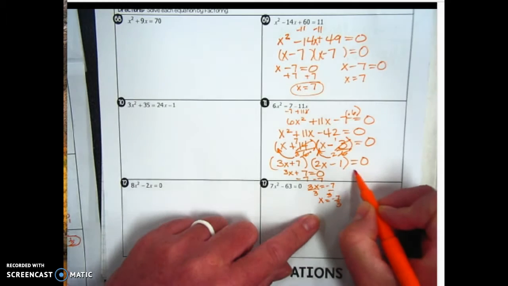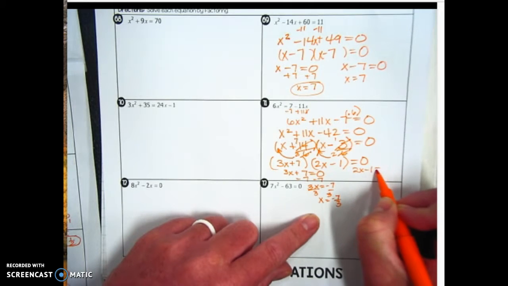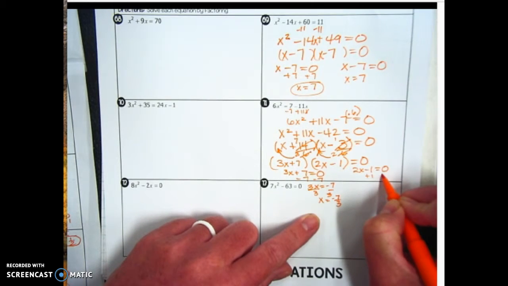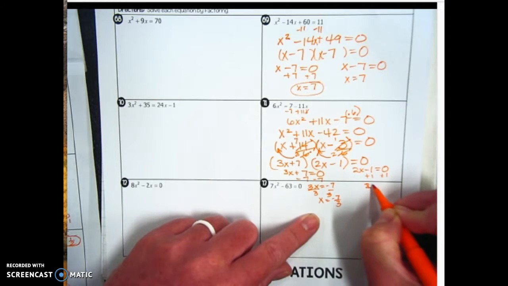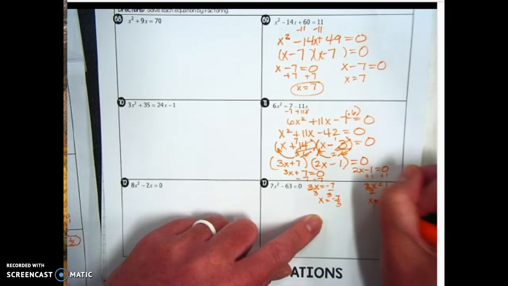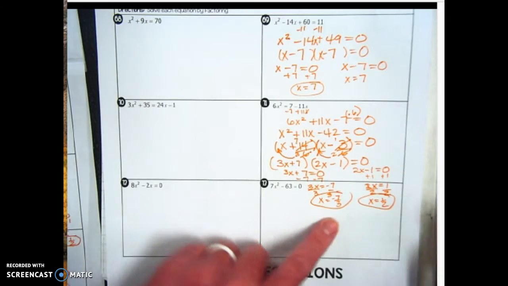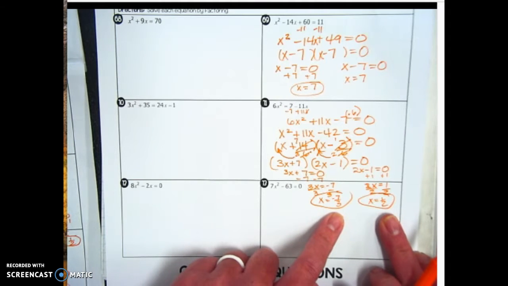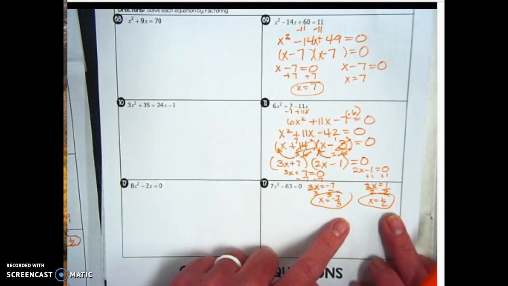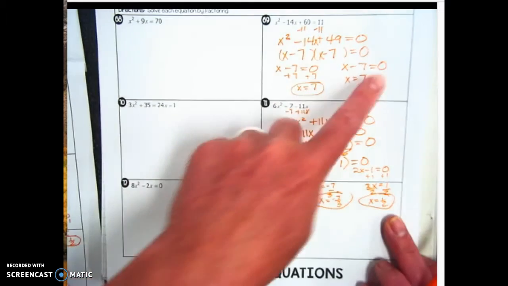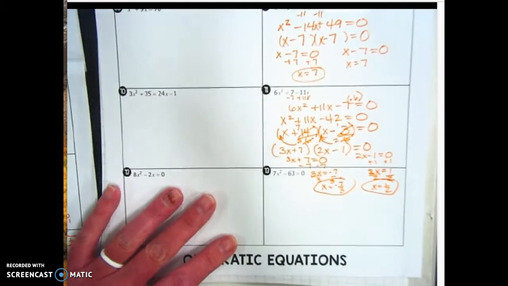Okay? Then you take your 2x minus 1, set it equal to 0, add 1 to both sides. You get 2x equals 1, divide by 2, and you get x equals 1/2. So this one you have 2 different answers. That's normally how it'll be, not like 69 where we had 7 and 7. Any questions on box 71?